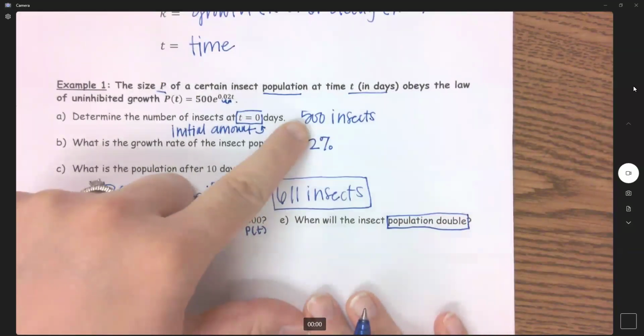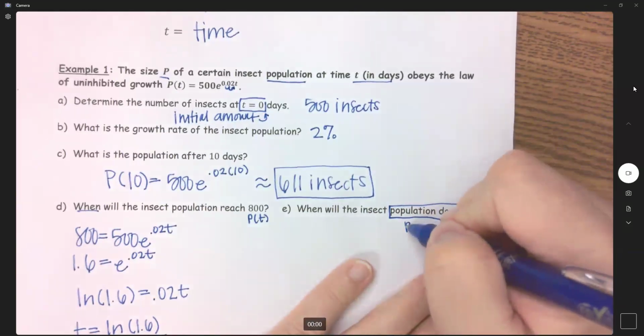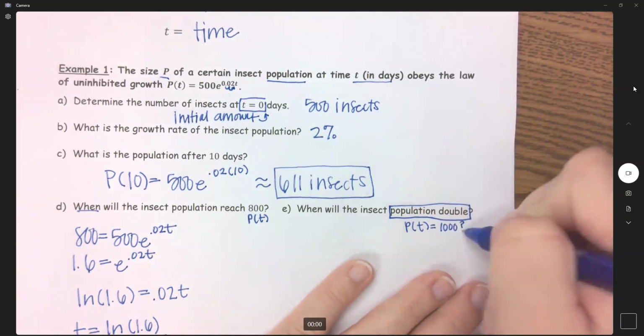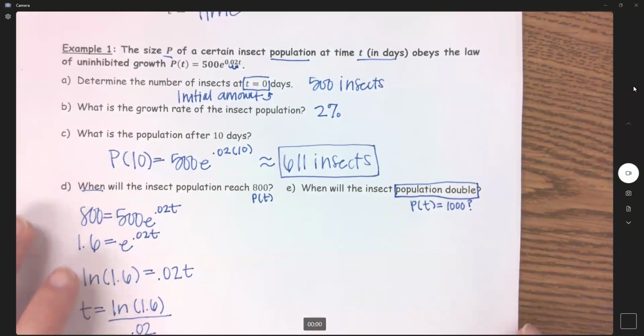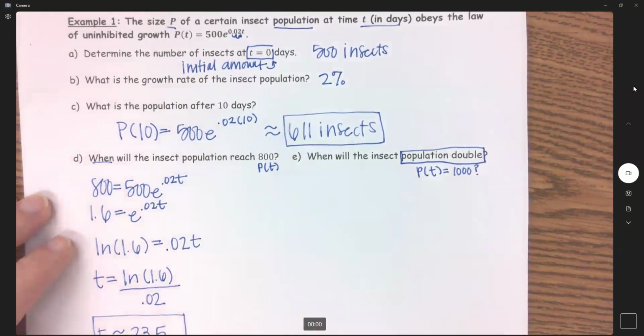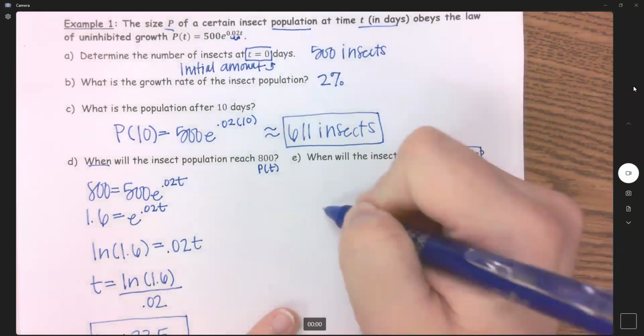Well, if my initial amount was 500, I'm wanting to know when will my P of t equal 1,000. We're doing this process all over again. We're going to be doing the same process all lesson almost.